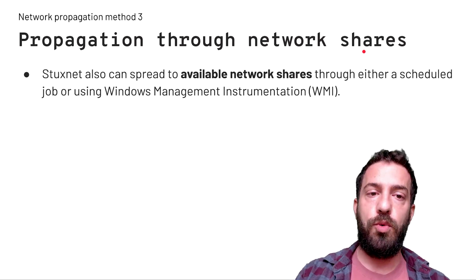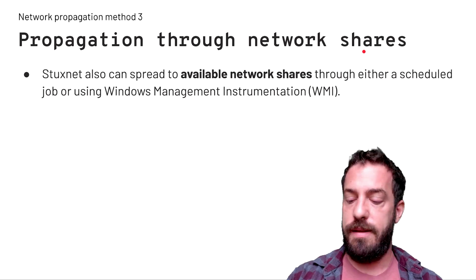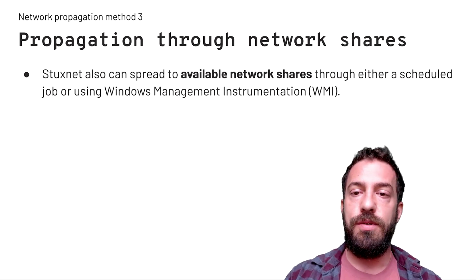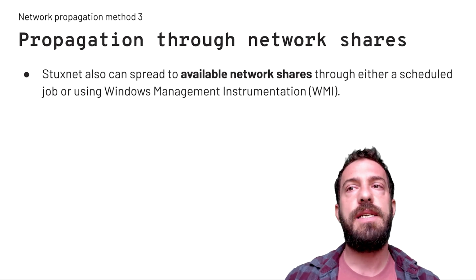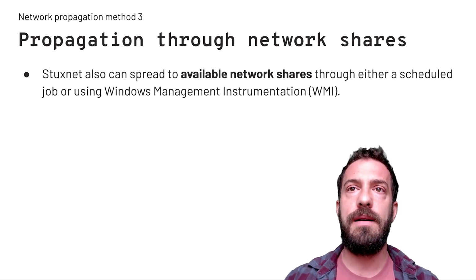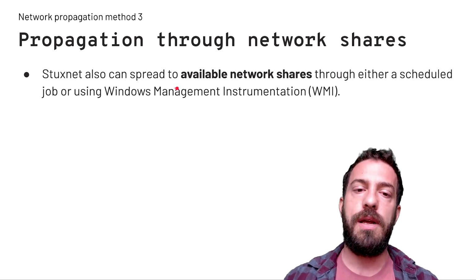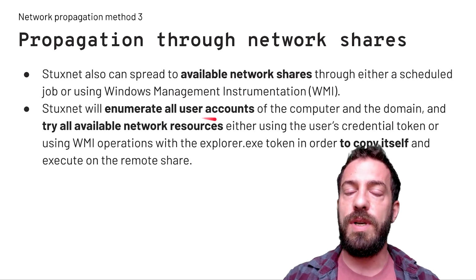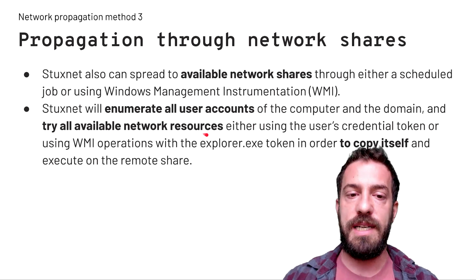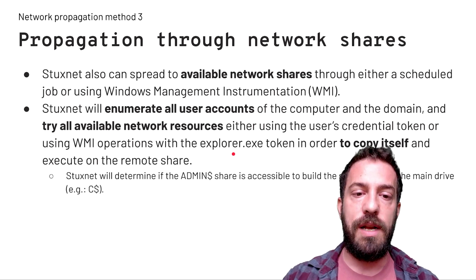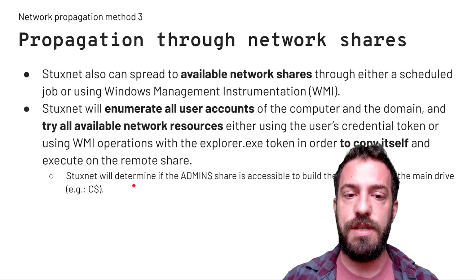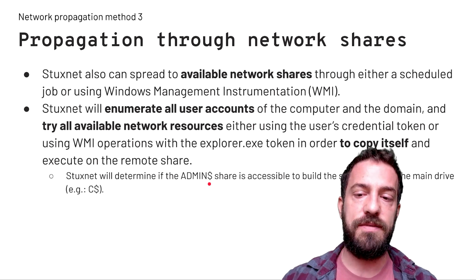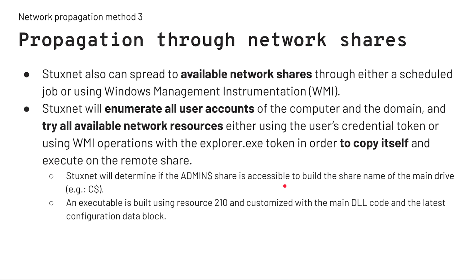Let's move to the third way Stuxnet would propagate. Stuxnet would propagate through network shares, and this is not a vulnerability as such. This would fall more under misconfiguration, where you have available network shares that everybody can write to. So Stuxnet would spread to whatever was accessible and would copy itself there, and it would enumerate all user accounts and try all resources to copy itself and execute on the remote share.